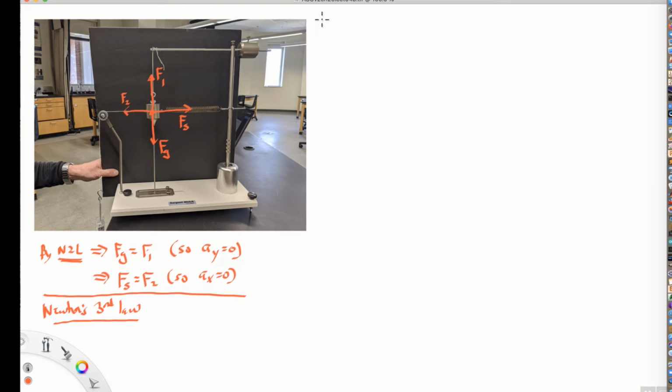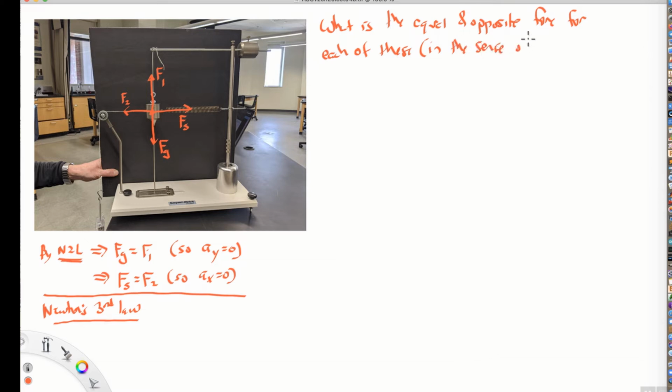So what is the equal and opposite force for each of these in the sense of Newton's third law? That's the question we're going to ask. Now, one would be tempted, and most are, to say, well, force 1 is equal and opposite to force g. Those are equal and opposite forces. And F2 is equal in strength and opposite in direction to F sub s. So F2 and F sub s are equal and opposite forces in the sense of Newton's third law.